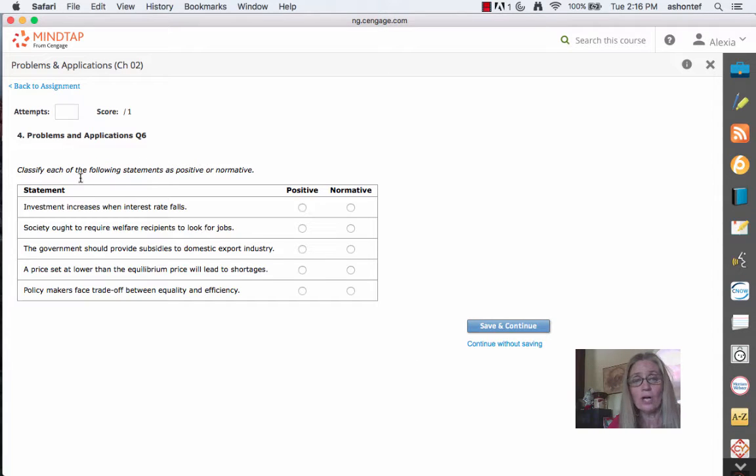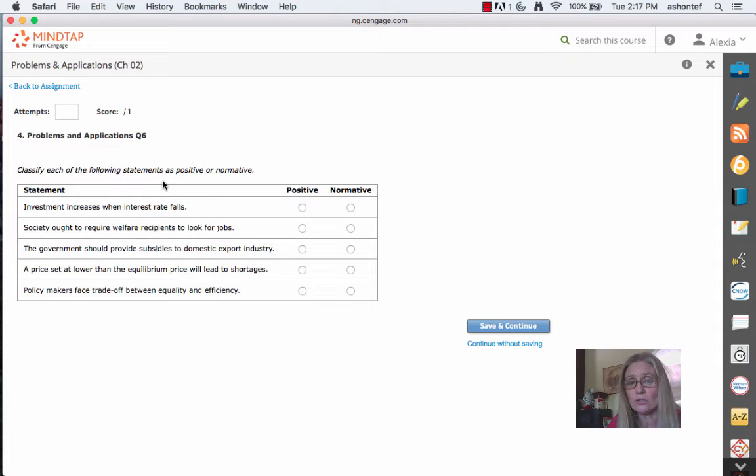And then our last question is looking at those ideas of positive versus normative economics. Positive economics means we have evidence to support what we say. That does not mean that it's a fact. It could be, but it may not be. So positive economics is where we are presenting evidence to support what we say.